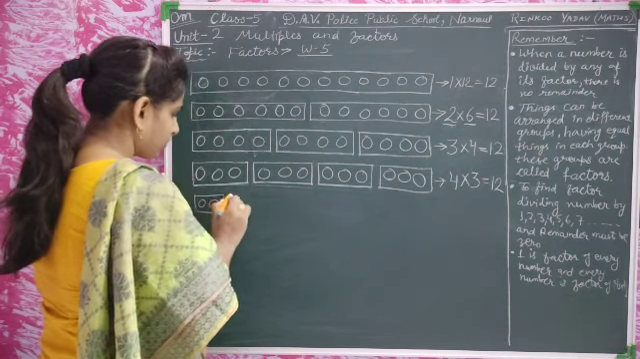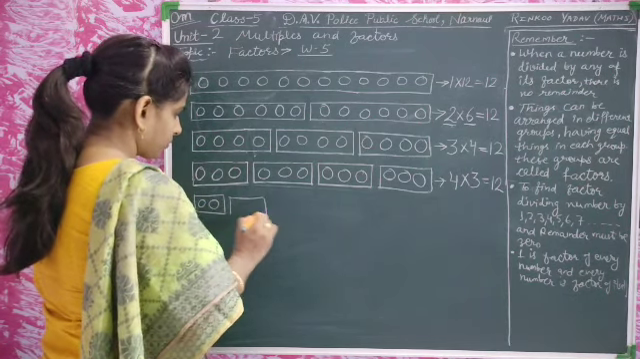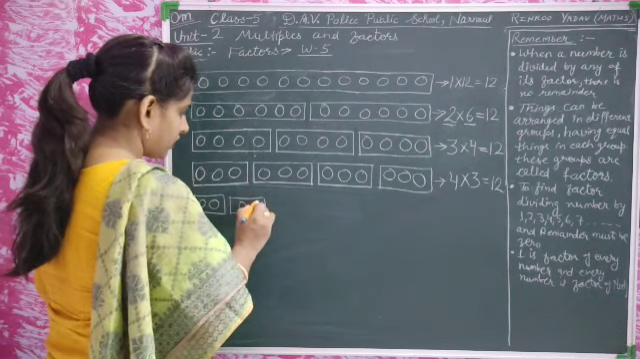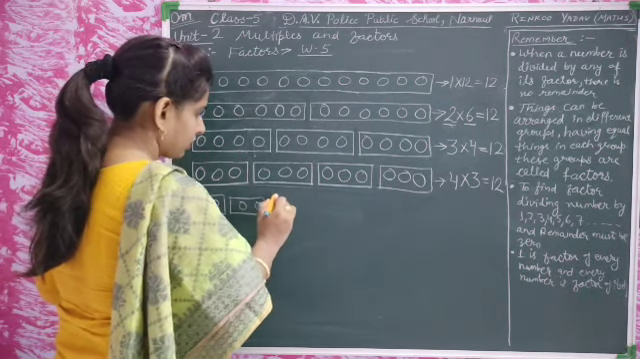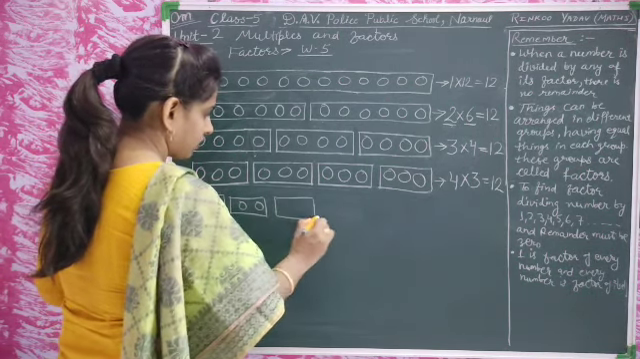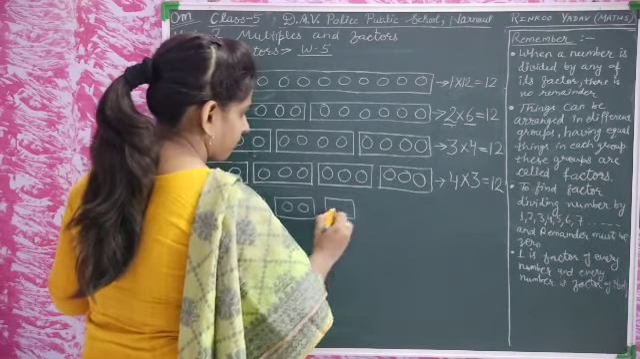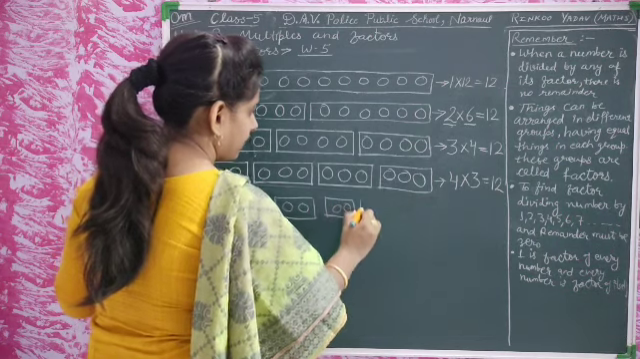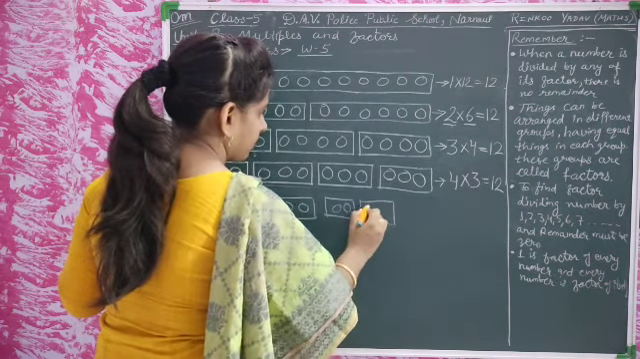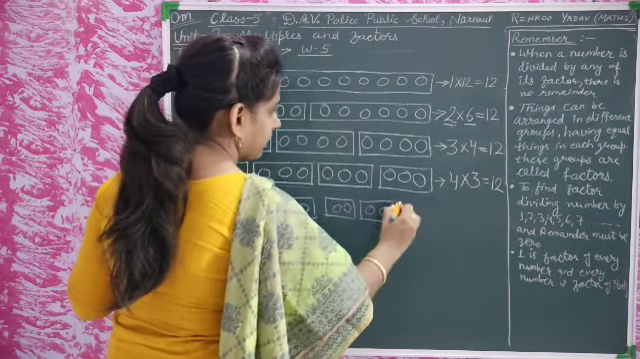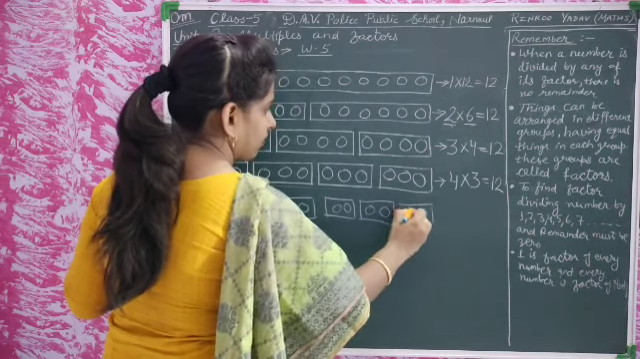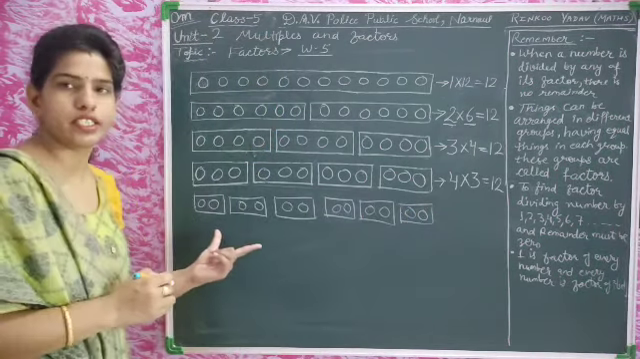1, 2, 3, 4, 5, 6, 7, 8, 9, 10, 11, 12. 12 are there.